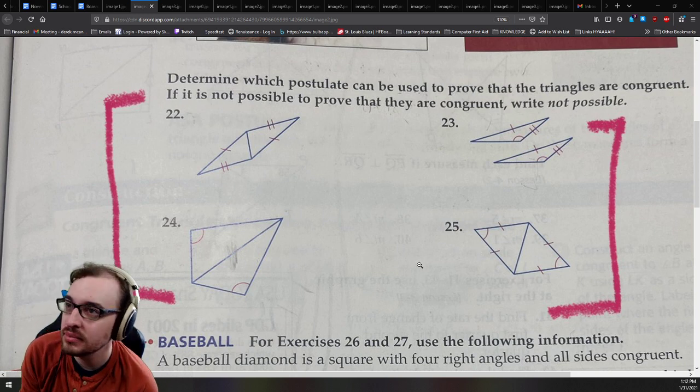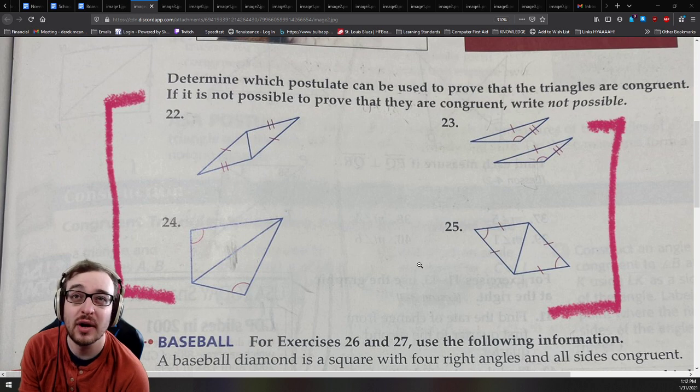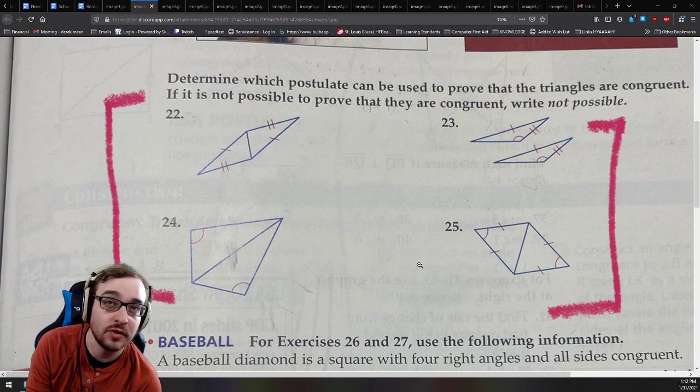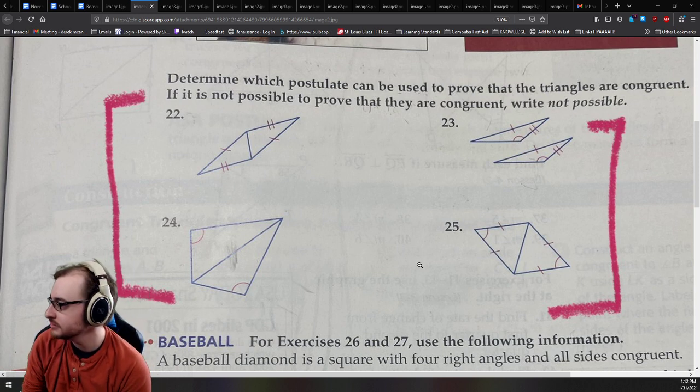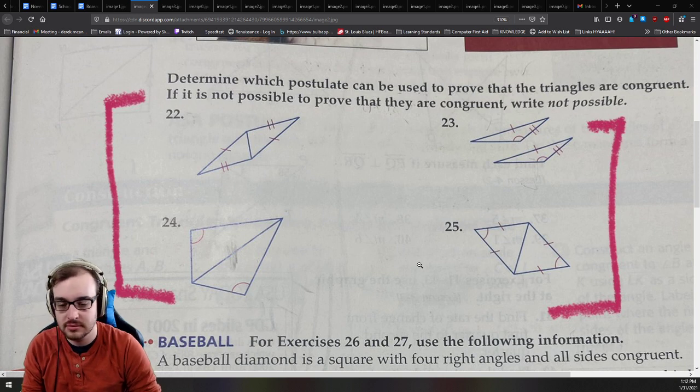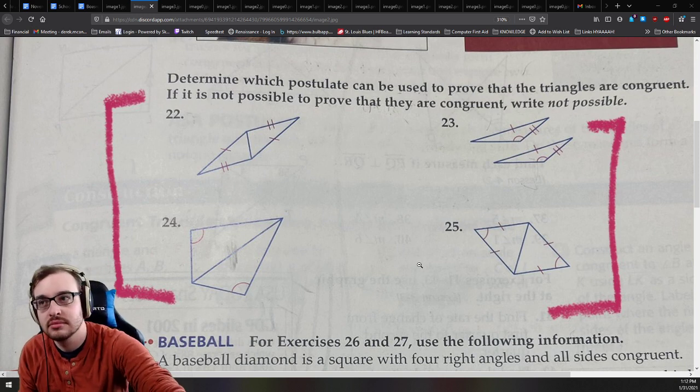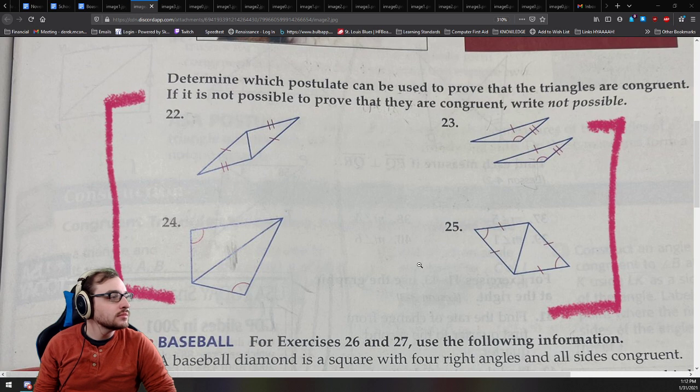Like, it is congruent. There's actually two ways to do it. Can you find the two ways that you could prove these triangles are congruent, left side and right side? There's actually two ways.